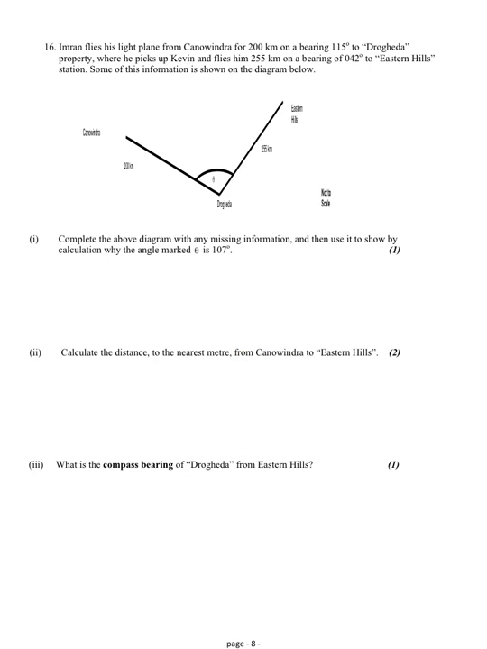Alright, Imran flies this plane to Conowindra 200 kilometres on a bearing of 115. So, from Conowindra, he flies on a bearing of 115 degrees. He picks up Kevin, Drogheda, and flies him 255 on a bearing of 42 to Eastern Hills. So, from that, we have 42 degrees. Alright, complete the diagram, which we just did.